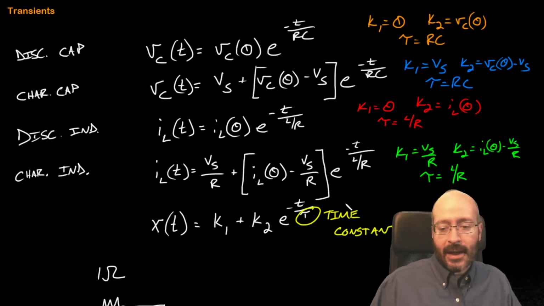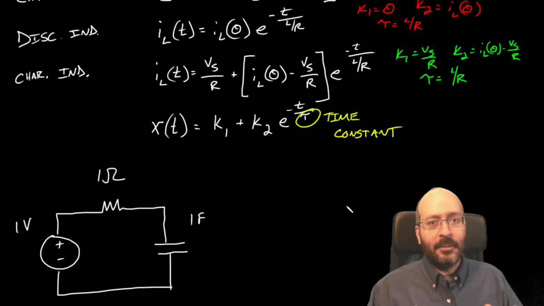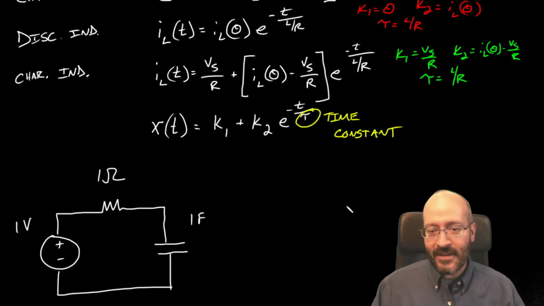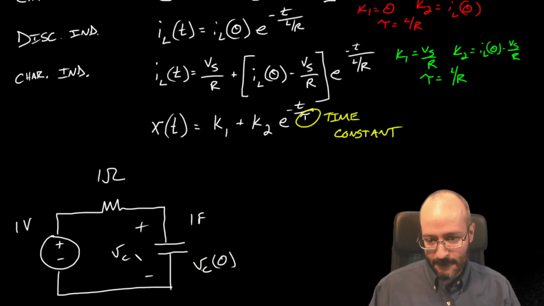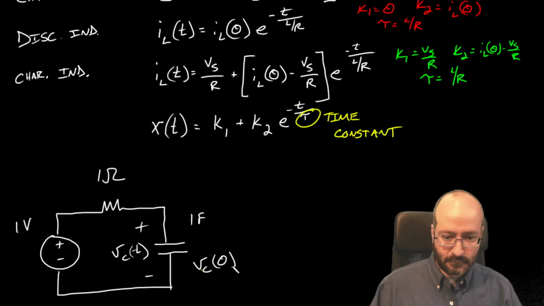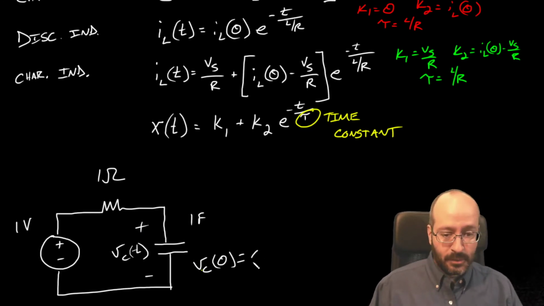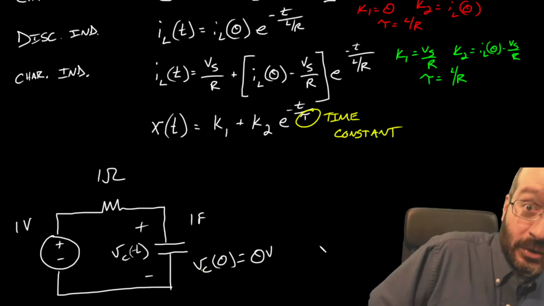So in order to do that, I made a little circuit and I made the numbers as simple as I could. 1 volt, 1 ohm, 1 farad, and we're even going to say that VC of 0, so the voltage across the capacitor at our initial time 0 is equal to, not 1 volt, that'd be boring, is equal to 0 volts.